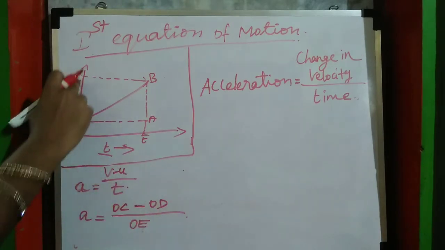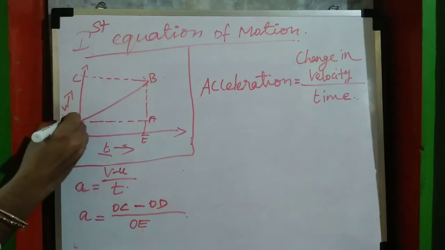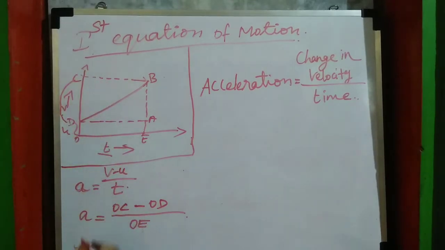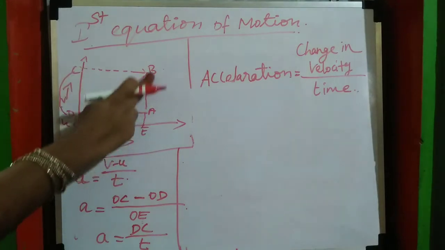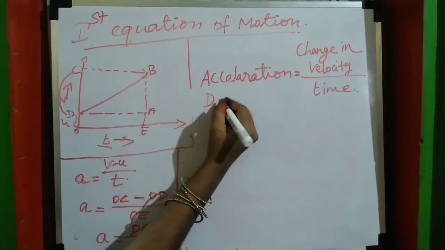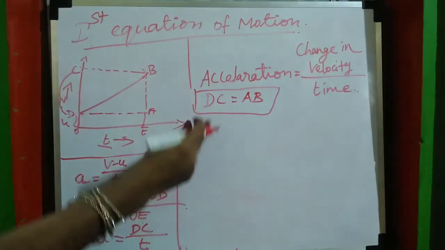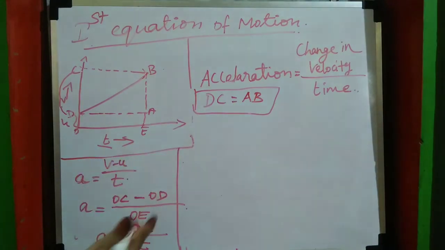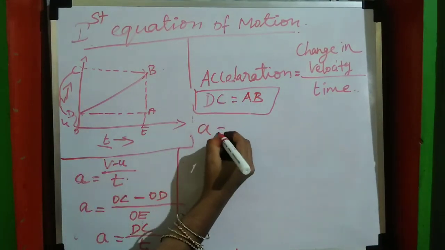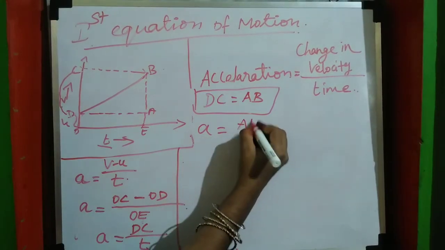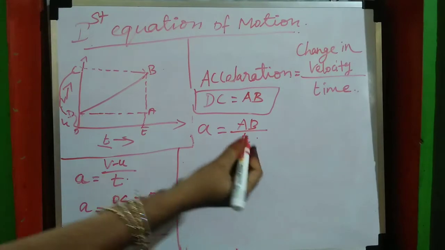OC minus OD is equal to the remaining DC. So write the equation: acceleration A is equal to DC divided by OE, denoted time T. And DC is equal to AB. Now apply this value in this equation. So acceleration is equal to AB divided by time T.